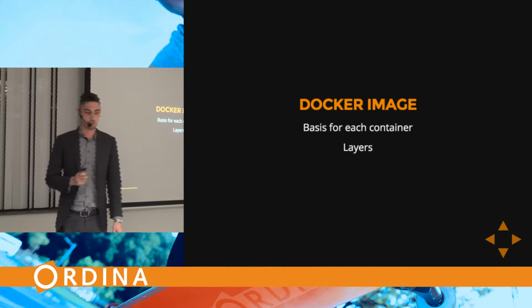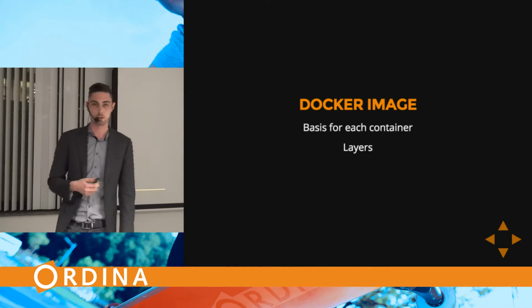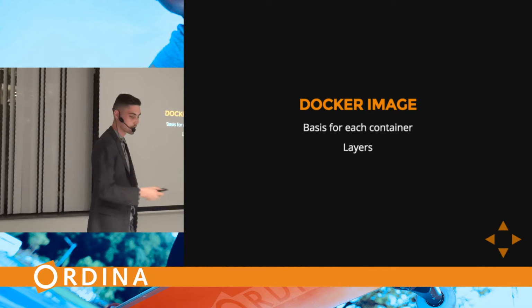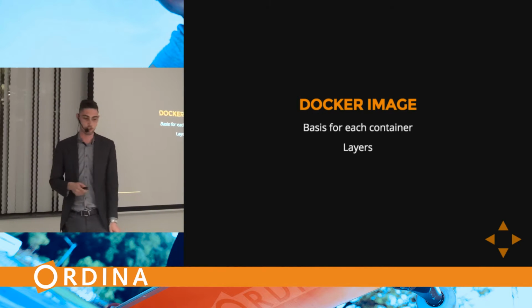So what's a Docker image? It's the base for each container. So if you replicate a container, if you start a container, it takes the image and starts a new one. And it's made out of layers.